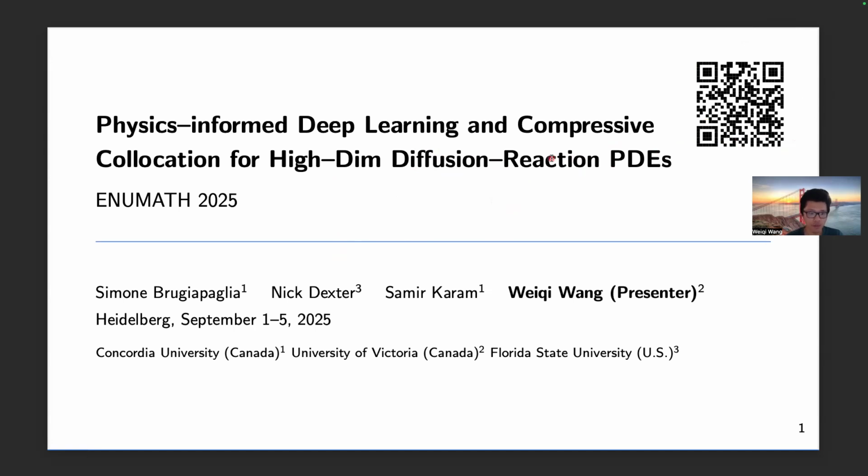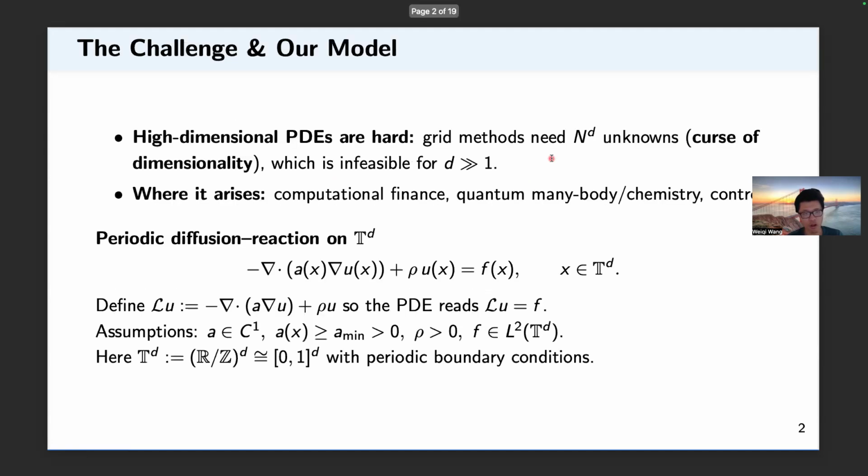So let's begin. First, I want to talk about the challenge and our model. High-dimensional problems are hard because the computational cost explodes with the dimension. Like D here, on a grid the unknowns grow like the number of points to the power of D. That's the curse of dimensionality. This effect shows up in many domains.